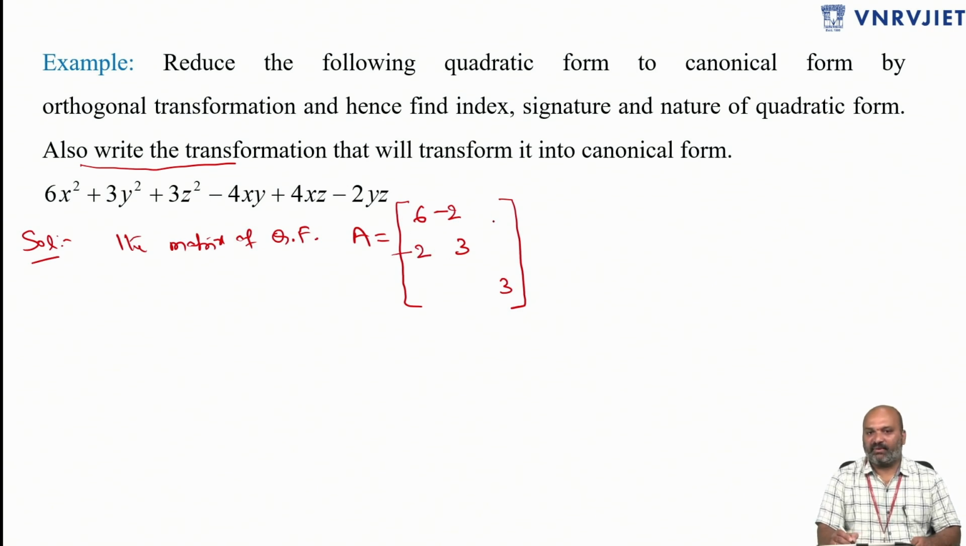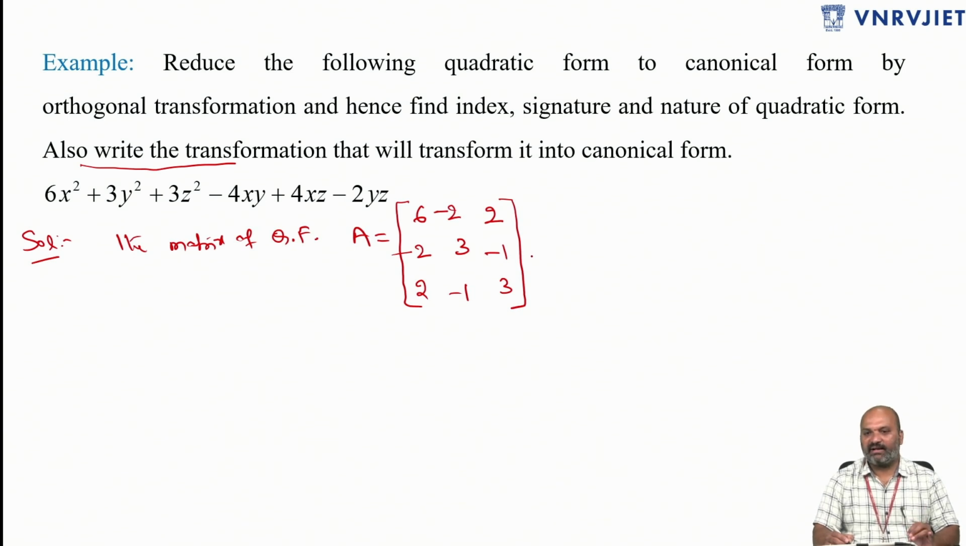Next, similarly, 1, 3 position. That means first variable into third variable, xz. Its coefficient is 4. Divided with 2, it is 2 only. So, share it to 1, 3 position, 3, 1 position. And the coefficient of second and third variable is minus 2. Divide it with 2. We get minus 1. So, write it into 2, 3 position as well as 3, 2 position. This is the real symmetric matrix. So now this first step is done.